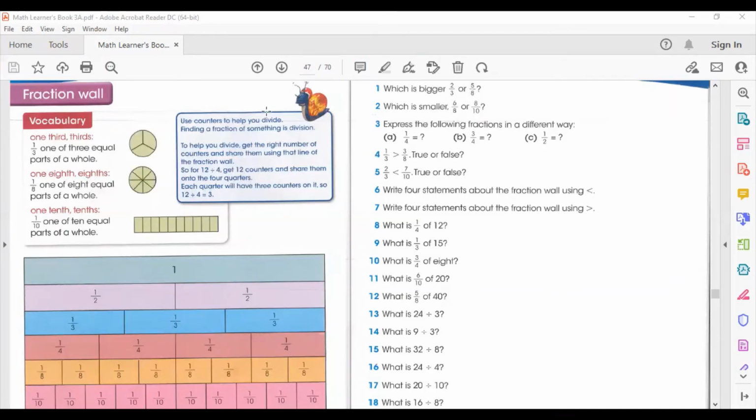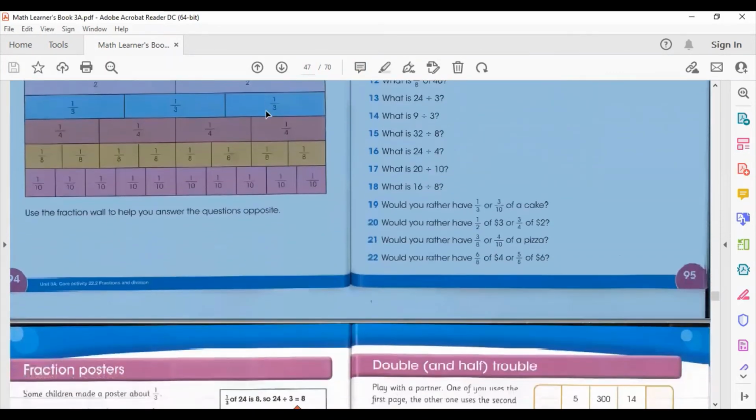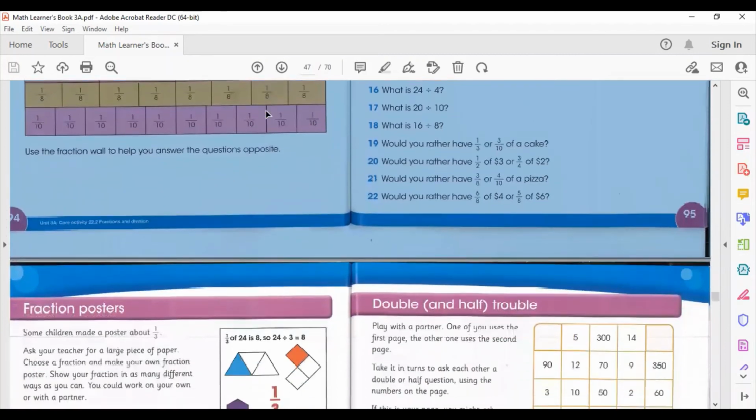Let us move to the next. Question number 19, 20, 21 and 22. Also, you also need this fraction wall. Okay, with the fraction wall it's easy for you. Just you need to select 1 by 3 and 3 by 10, so you can find your answer easily.